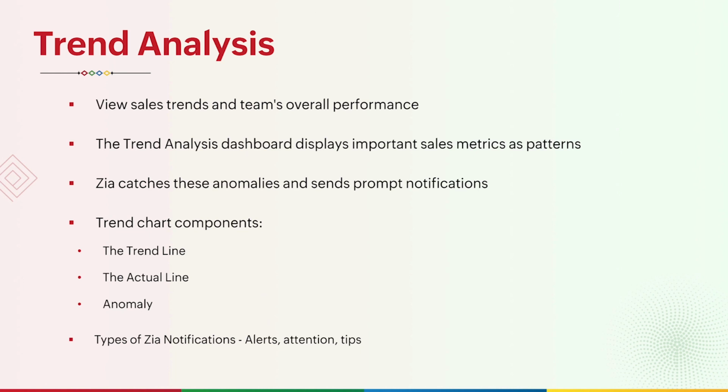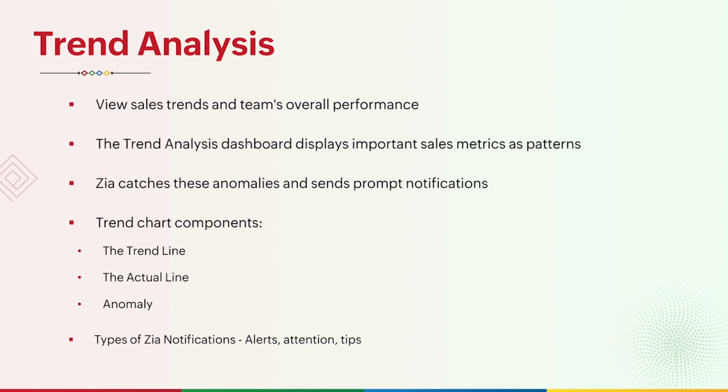What if you had a system that informed you about this unusual business trend within 1 month? Well, that's what Zia Trends is all about. Zia can help you track sales analytics without having to monitor regularly. In the trends dashboards, the sales trends and team's performance can be viewed. Built on data from the past and current usage, the trends dashboard displays important sales metrics as patterns. Also, Zia automatically detects and notifies of any anomalies in these patterns.